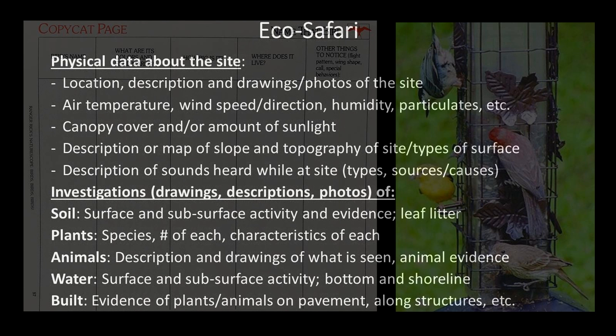So it's very flexible, but the key is to have 2 different areas, 2 different ecosystems, because there will be great differences. If you look at air temperature, wind speed, humidity, sunlight, the amount of sunlight in that area. Is there a slope in that area? Is it on a hill? Is it flat? Is any of it paved? And are there any sounds that can be heard while at the site? Usually there are. So have the kids write those down, describe them, and what they think are causing them.